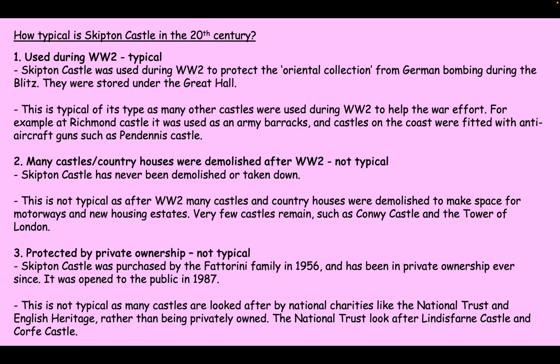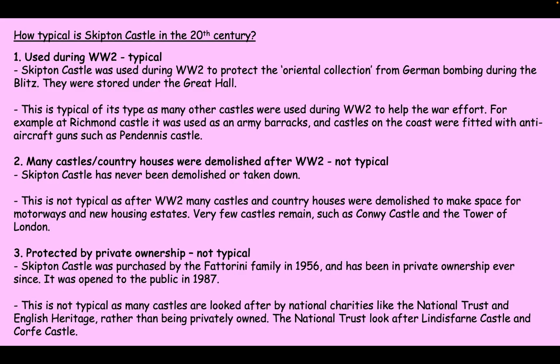Now this is typical because many other castles in World War II were used to help the war effort. Like at Richmond Castle, it was used as an army barracks, and castles off the coast were fitted with anti-aircraft guns, such as Pendennis Castle in Cornwall.